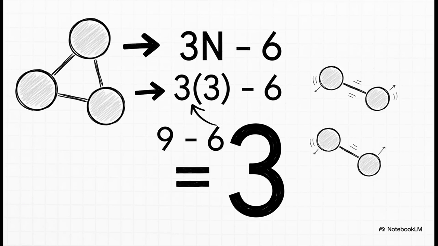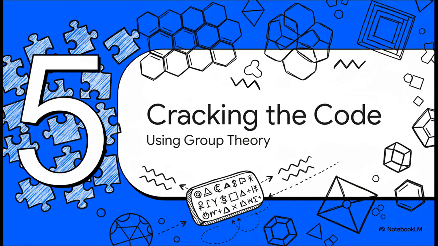So let's apply this to water. It has 3 atoms, right? So n equals 3. We just plug that into our formula. 3 times 3 is 9, and 9 minus 6 leaves us with 3. So the theory predicts that the water molecule should have exactly 3 unique vibrational dance moves. Remember that number? 3.